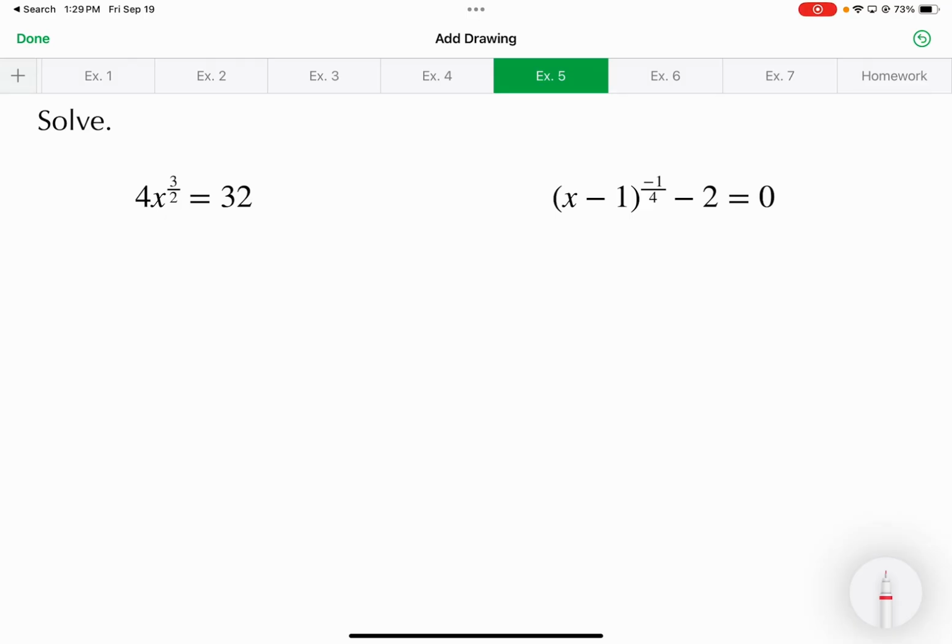All right, 4x to the 3/2 equals 32. Okay. These are going to be a little different. What do you want to do first? Because now our exponent is a regular number, and our variable is down as a base. I think it's a good place to start. Okay, 32 divided by 4 is going to give me what? 8. Okay, so now I have x to the 3/2 equals 8.